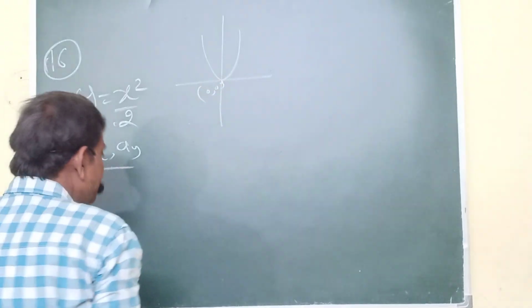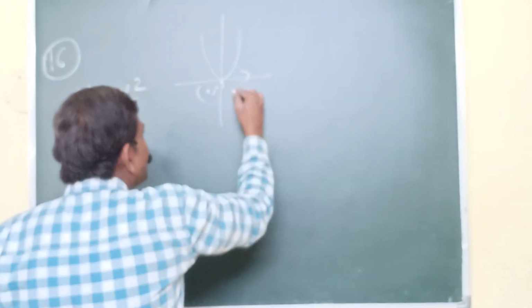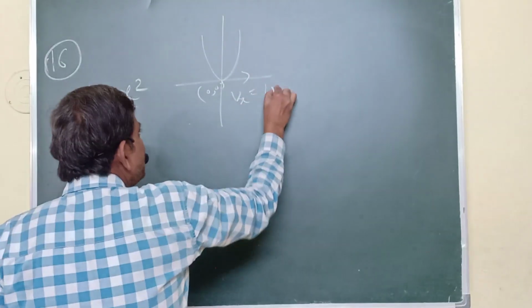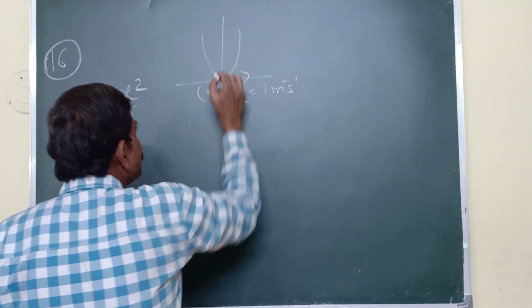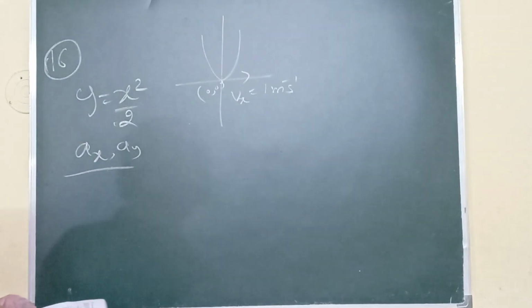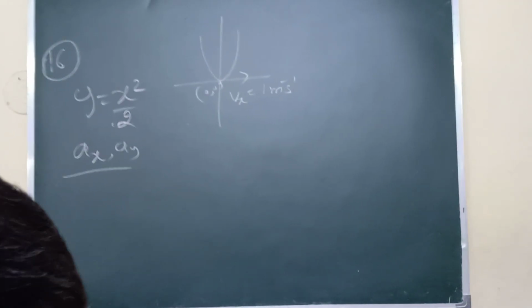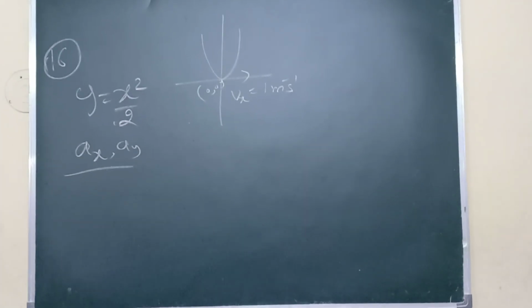Also the velocity along the x direction is given as 1 meter per second, and this is my origin. So that is the condition. At time t equals 0, that is the position of the particle. So first we are finding velocity.